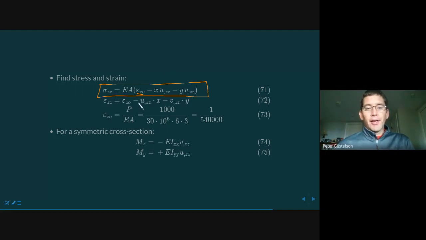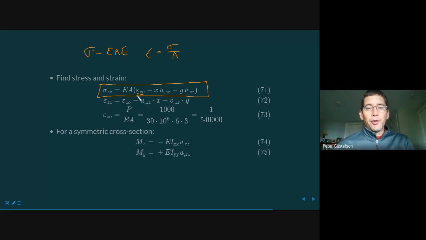And ultimately, what do we recognize? Well, we recognize that stress is equal to E times A times epsilon, right? So that's the general form of stress. We can divide by A, and we can say that strain is now equal to stress over A.